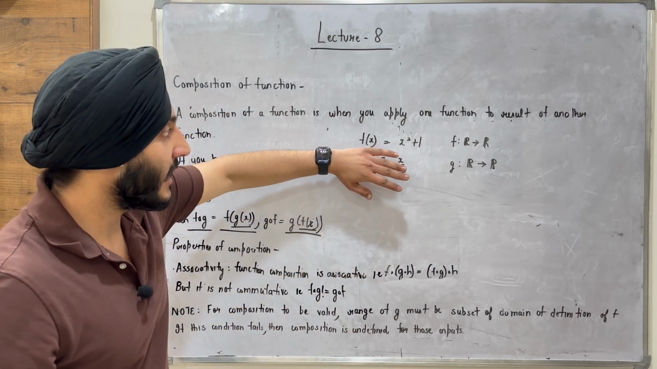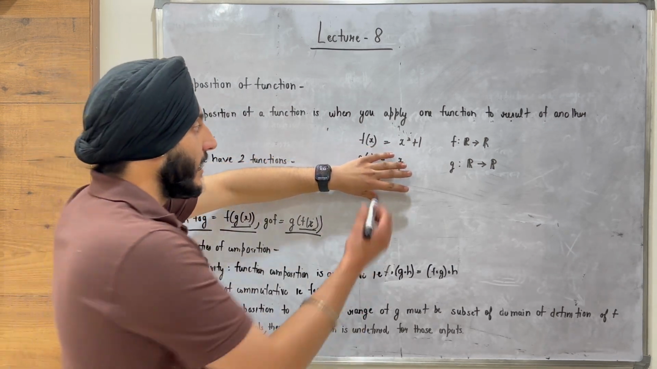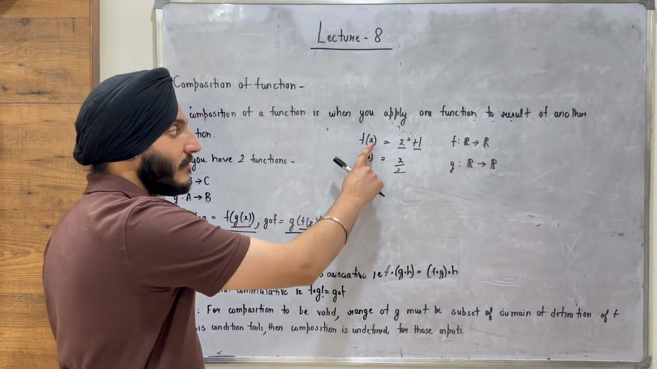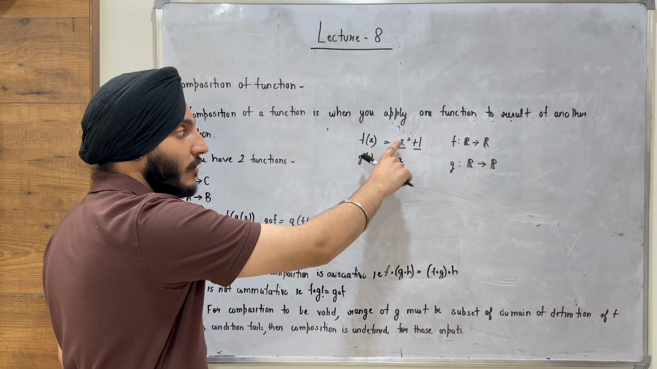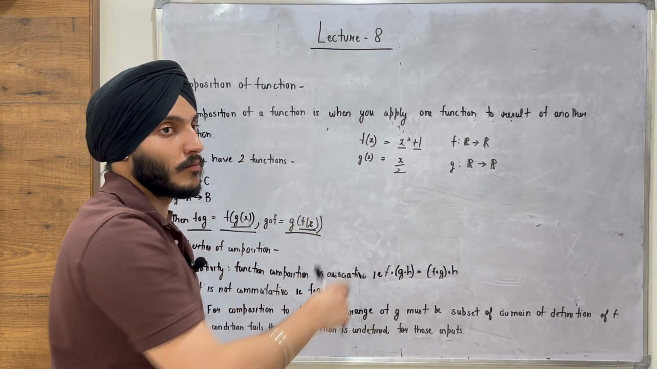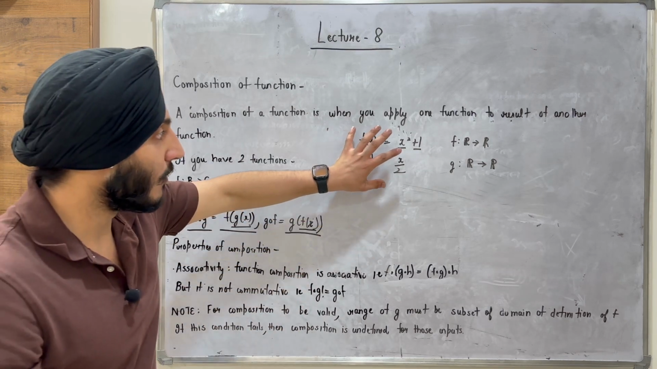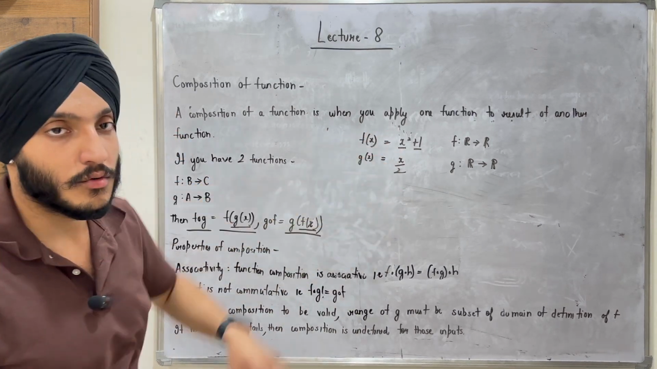This function f(x) is squaring the value and adding a 1 to it. So if I input the value 1 in this case, it results in 1² + 1, which is 2, right? So square the value and add a 1 to it. I hope you understand what these two different functions are trying to do.